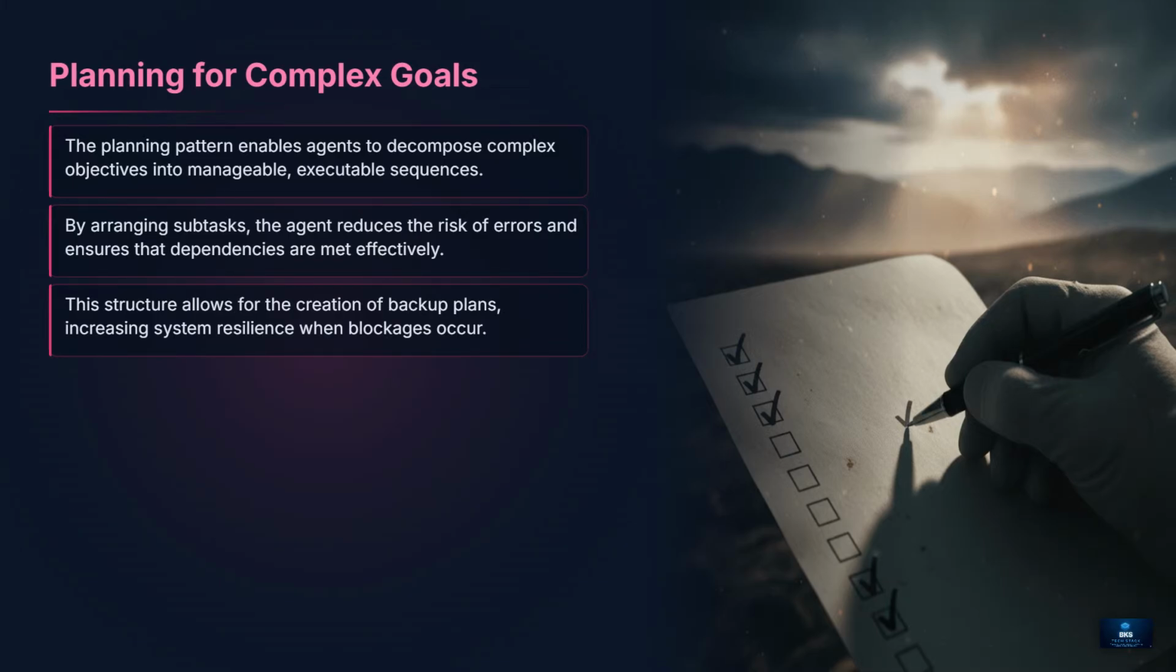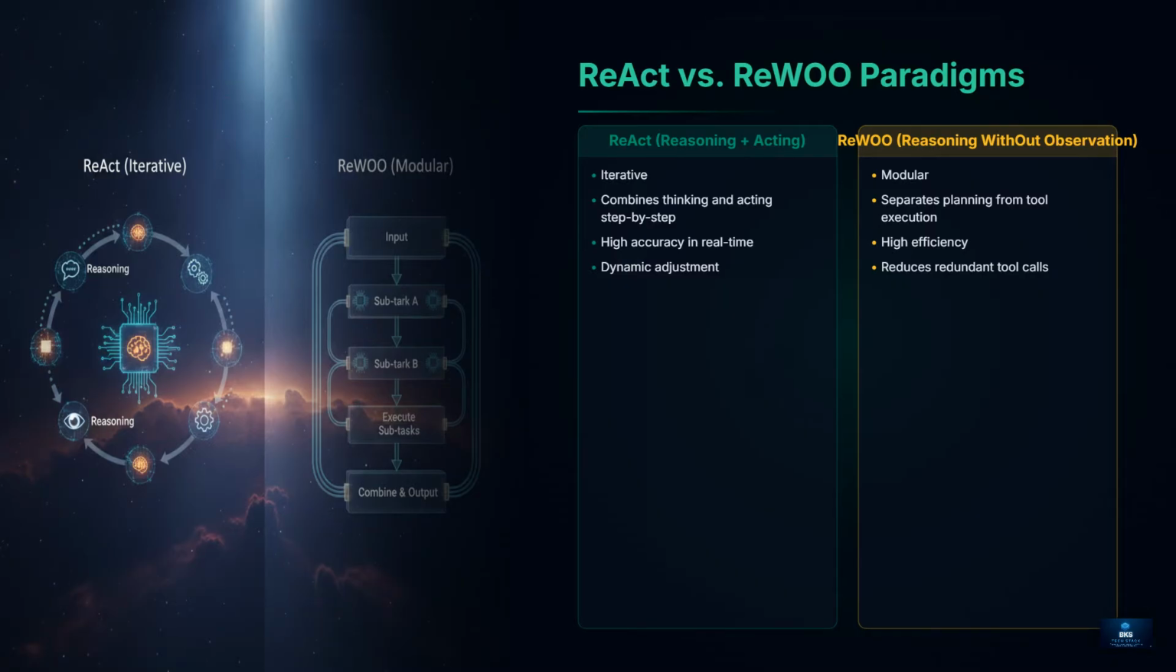For truly difficult tasks, we use the planning pattern. Instead of attempting a massive goal all at once, the agent creates a breakdown. It identifies the smaller steps needed to reach the objective and orders them logically. If one substep fails, a well-designed planner can trigger a contingency or a backup plan, making the whole system much more resilient.